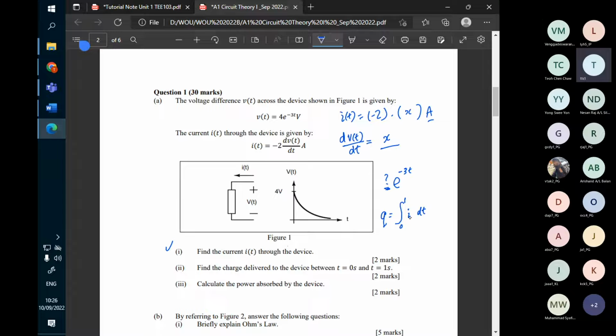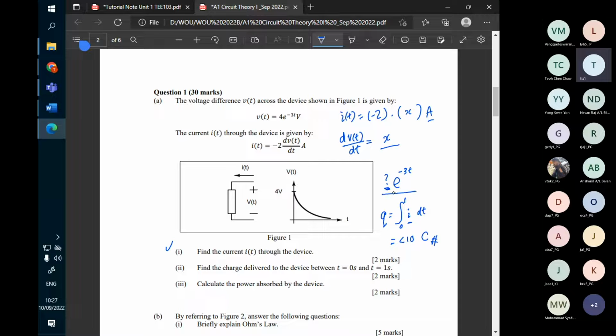The I is the one you obtain from part 1. So you just need to put this one in. All you need to do is put this answer here, where you obtained it from part 1, and then you do the integration from 0 to 1, and then you will get an answer something like less than 10 coulomb. The unit is coulomb. Okay, this is the answer.